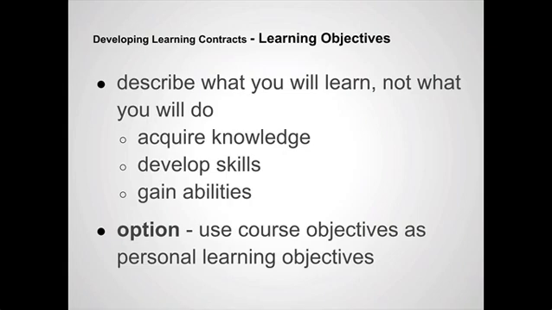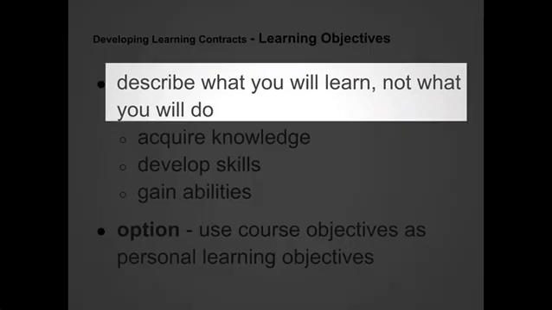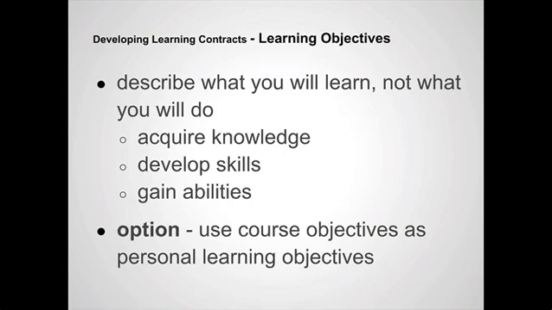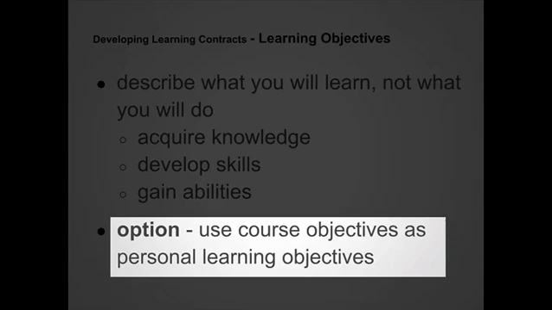Once you determine what you want to learn, you need to describe that. And you want to pay special attention to describing what you want to learn and not what you're going to do. And this is where the course objectives would be a great asset to you, because you could make those course objectives your personal learning objectives.